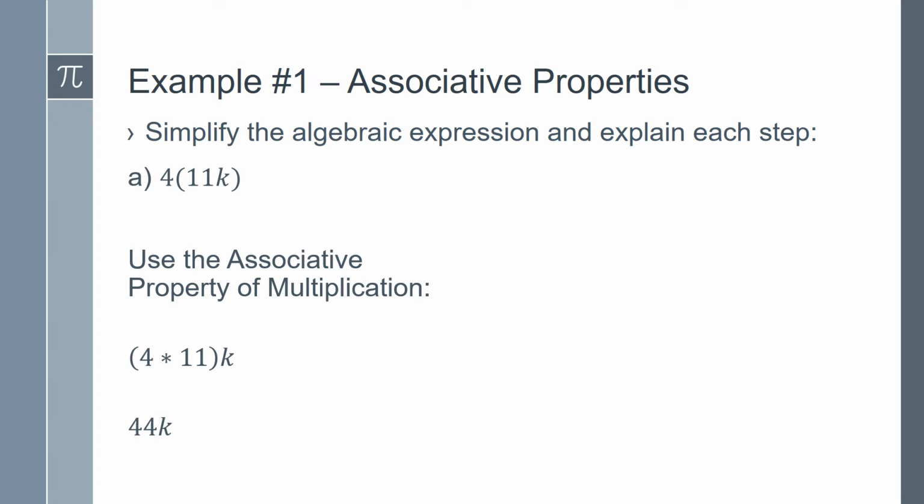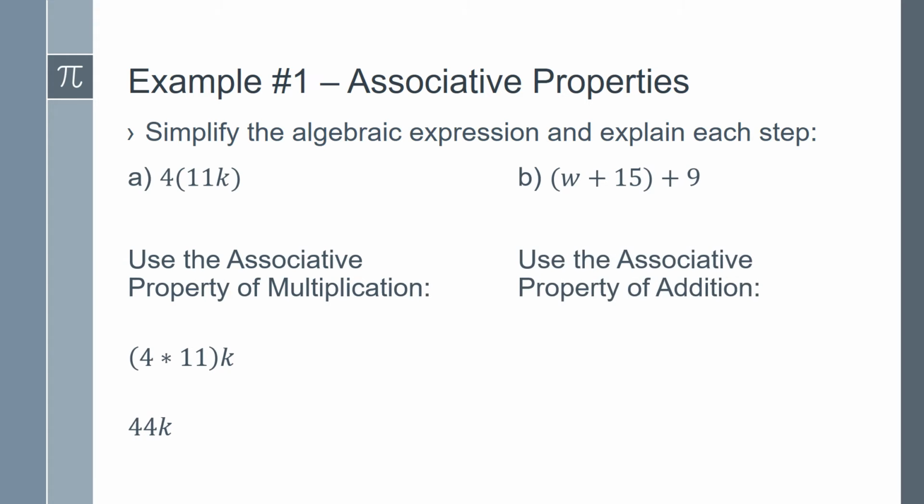Now we'll look at an addition example. W plus 15, all in parentheses, plus 9. We'll use the associative property of addition to regroup, so we have W plus, in parentheses, 15 plus 9. This simplifies down to W plus 24.